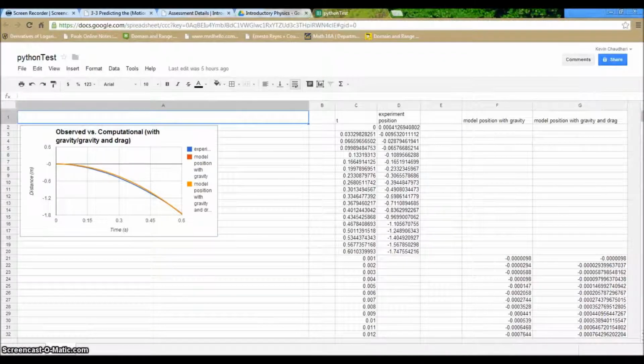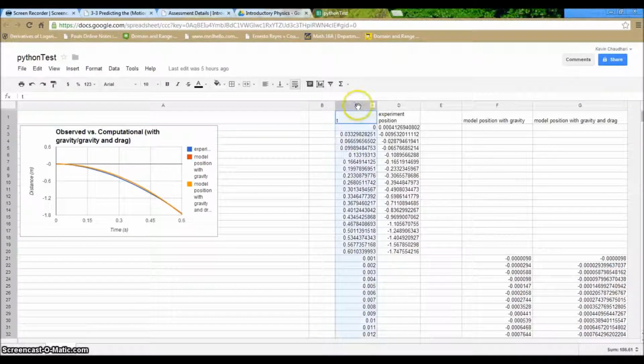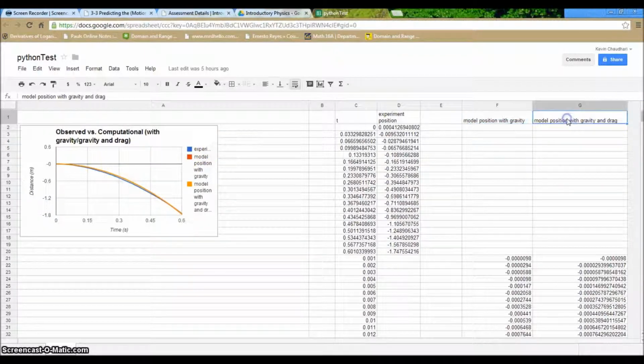So we have taken all the data and put it into a spreadsheet. On this column, we have the time. In column D, we have the experiment position, which is shown in this chart with the blue line, as you can see here. And in column F, we have the model position with gravity, which is shown by the red line in this graph. And we also have the model position with gravity and drag, which is shown by the yellow line in this graph. Now, when you see this graph, you can infer that all of our predictions were accurate.